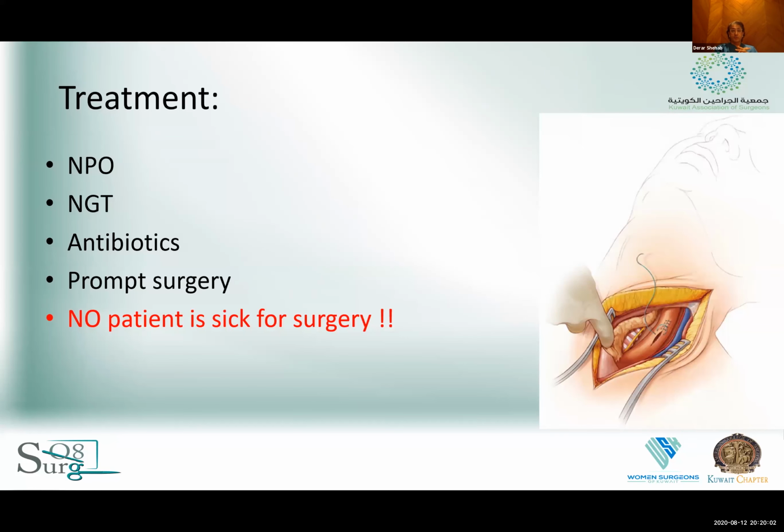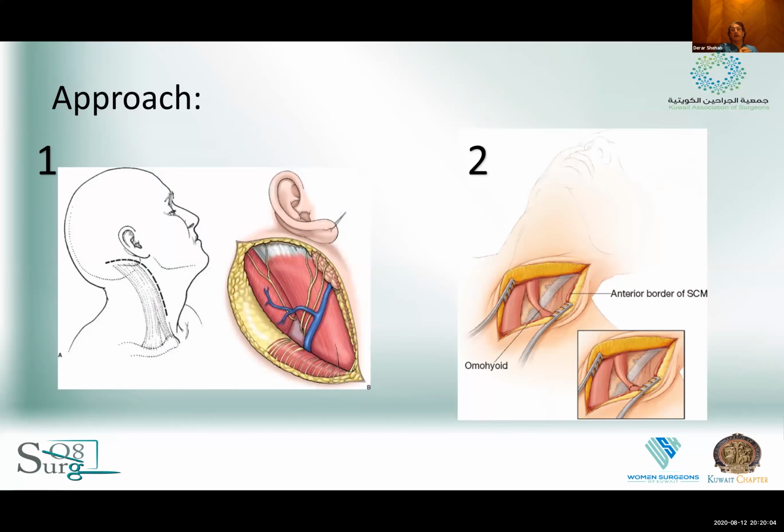So our approach is usually in the neck, usually on the left side of the neck, and the reason we do the left side is because we know the course of the recurrent laryngeal nerve, which is usually in the groove between the esophagus and the trachea. So the chance of injury is going to be very, very low in this situation.